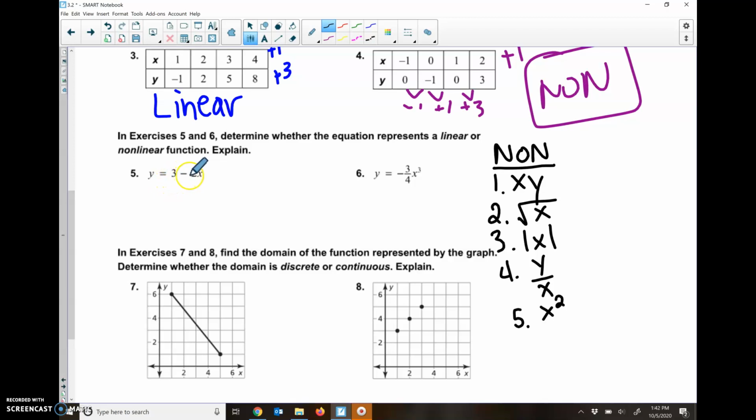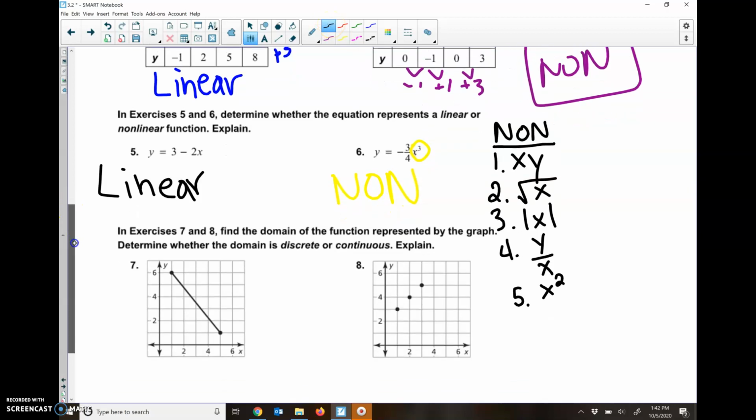Okay, so any of these weird things, if they are in an equation, that's going to make it non-linear. So if I look at number 5, 3 minus 2x, looks good to me. Doesn't have an x times y, doesn't have an absolute value, doesn't have a square root, doesn't have an exponent. So we're good on number 5. This is a linear equation. Okay, number 6, on the other hand, has this exponent right here, has x to the 3rd power. So that's going to be non-linear because of that. If you ended up graphing that, you would see that it is not a straight line. It is not linear.